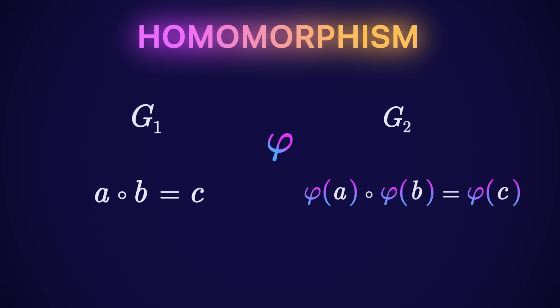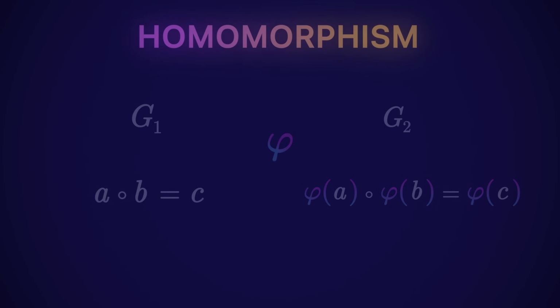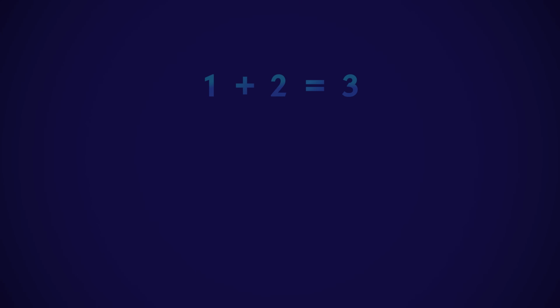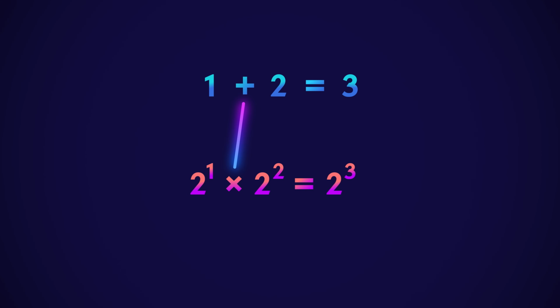This sounds like a reasonable and natural concept, and you've actually seen it before. Let me explain. For example, 1 plus 2 equals 3, obviously. But let's exponentiate 2 by every number here. Then the new equation 2 to the 1 times 2 to the 2 equals 2 to the 3 is still true. That's because exponentiation by 2 is a homomorphism, and it converts addition into multiplication.